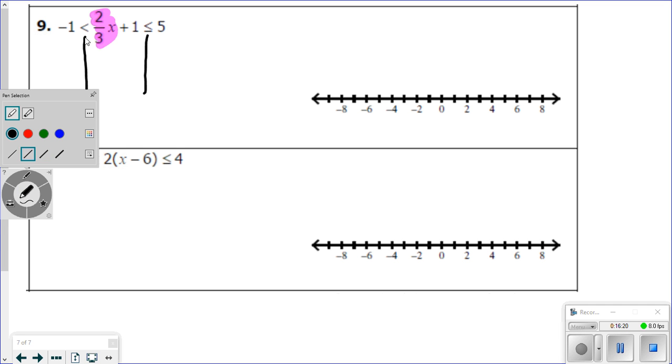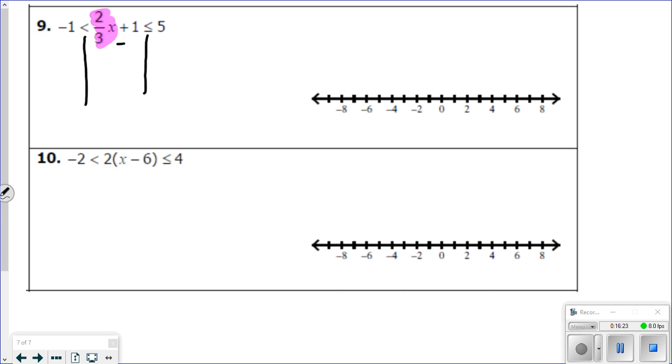What's the opposite? Subtract 1, subtract 1, subtract 1. So negative 2. 5 minus 1 is 4.